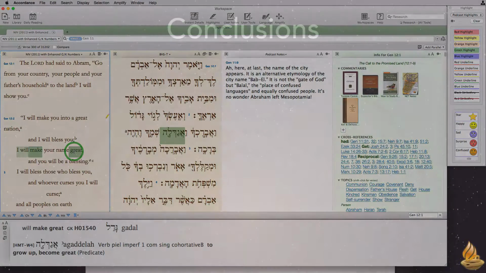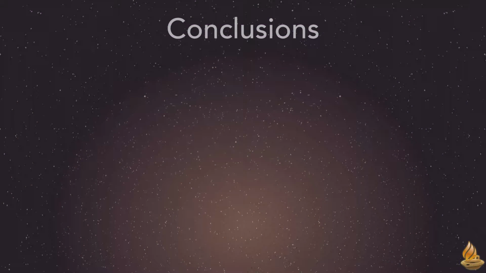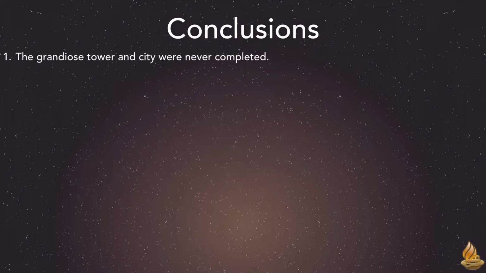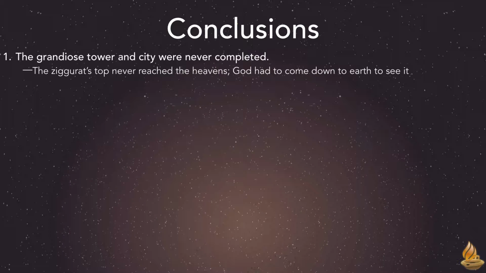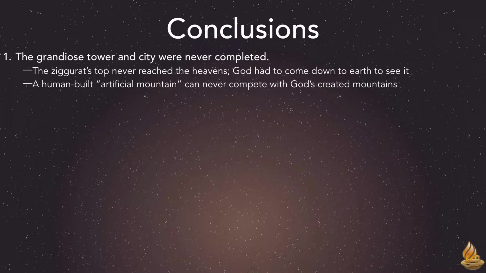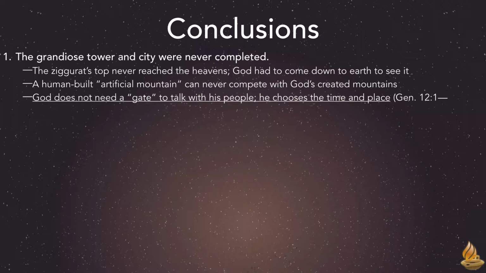So what does the story of Babylon teach us when we read it in its cultural context? Well, it really needs to be read in the light of Genesis 12 and the story of Abraham, which follows. The grandiose tower and city were never completed. The ziggurat's top never reached the heavens. God had to come down to earth to see it. A human-built artificial mountain can never compete with God's created mountains. And God doesn't need a gate to talk with his people. He chooses the time and place.